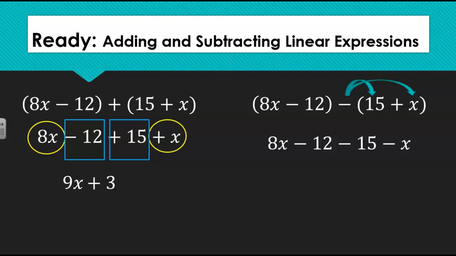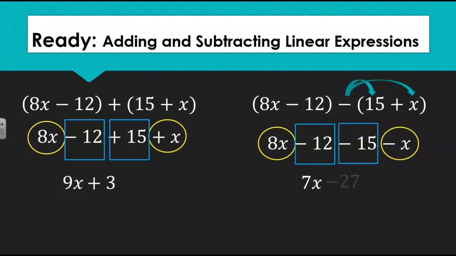Again, we are combining our like terms, or the terms with the variables, first. We have 8x minus 1x, which equals 7x. Next, we will combine our constant terms. Negative 12 minus 15 is negative 27.